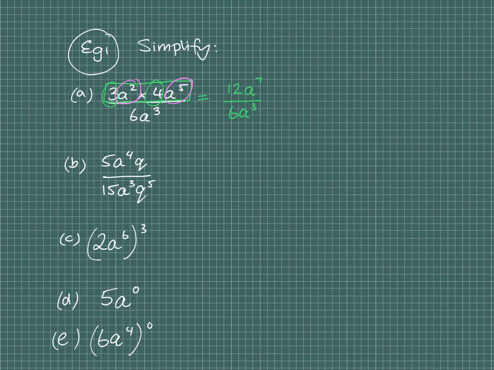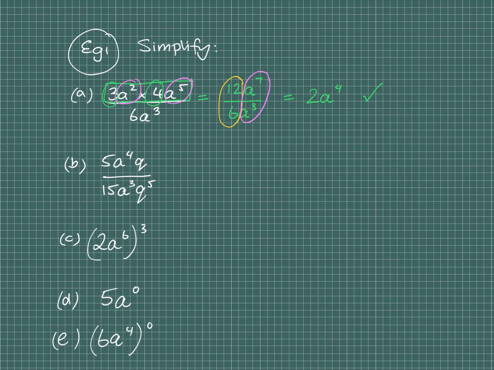I'm now going to simplify. We've got 12 divided by 6. Well, 12 divided by 6 equals 2. And then I've got a to the 7 divided by a to the 3. The number 2 rule says when I'm dividing, we minus those powers. So 7 minus 3 makes 4. Did you get that answer? I hope you did. Okay, next one.